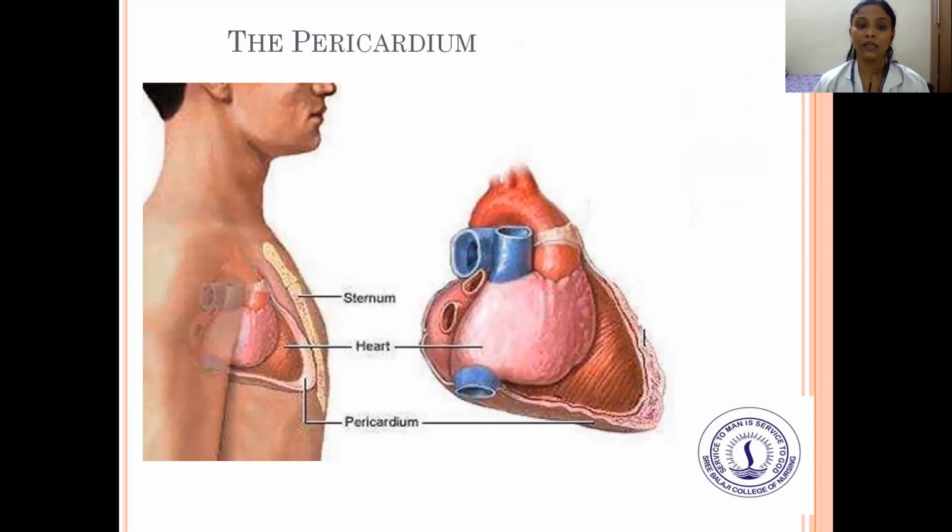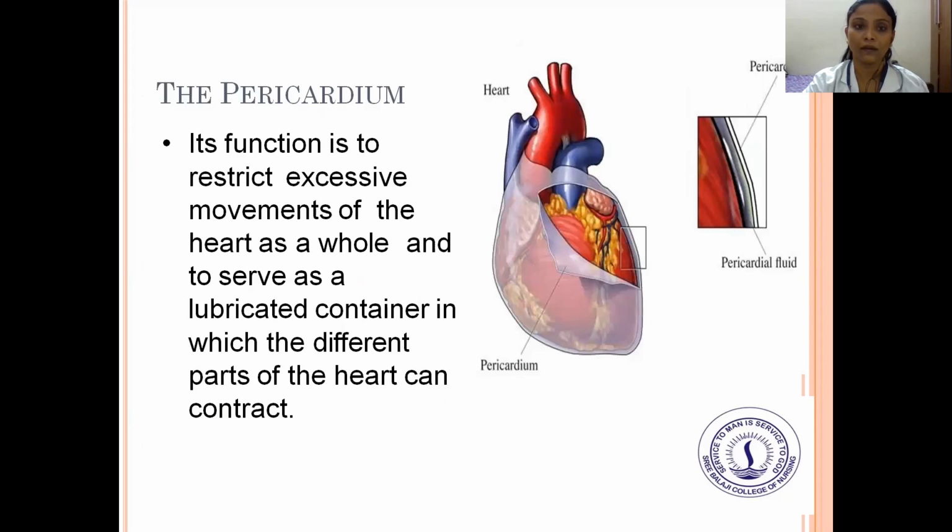You can see the structure of the heart as it is placed in the human body. Here you can see the sternum, the heart and the pericardium. The function of the pericardium is to restrict excessive movements of the heart as a whole and to serve as a lubricated container in which the different parts of the heart can contract. That is the main function of the pericardium.